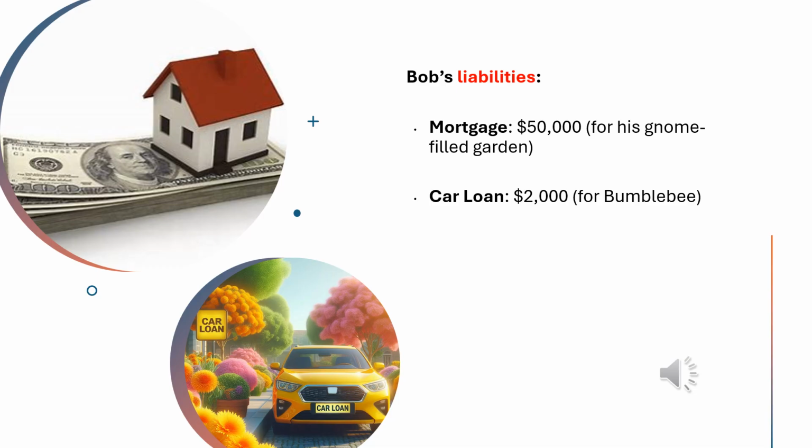Next, Alice asked about Bob's liabilities. Liabilities are your debt. This could be money owed to a bank, a supplier, or the tax office. Bob sighed and listed. Mortgage, $50,000 for his gnome-filled garden. Car loan, $2,000 for Bumblebee.